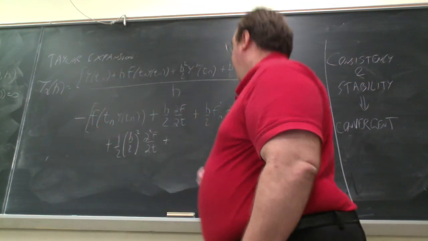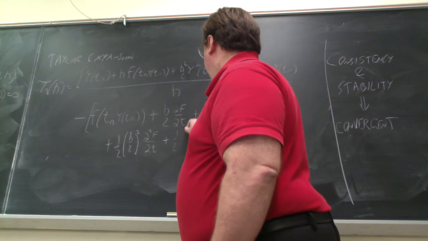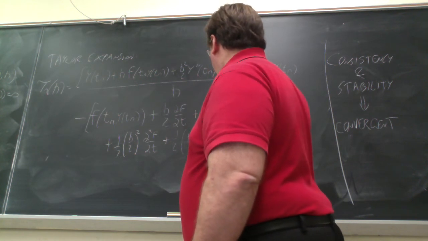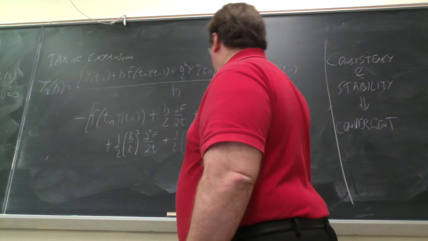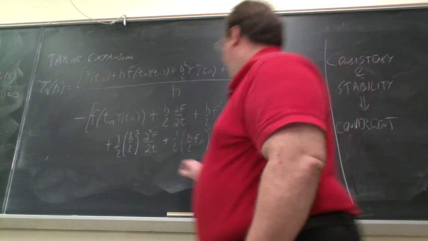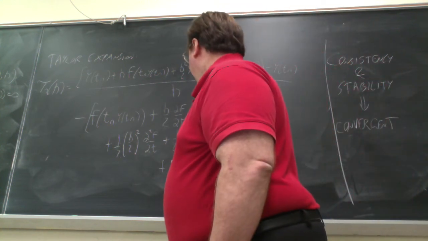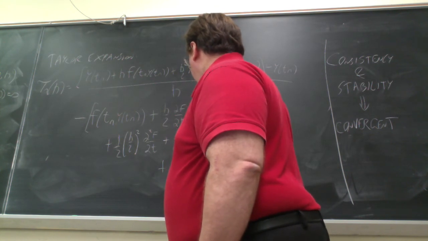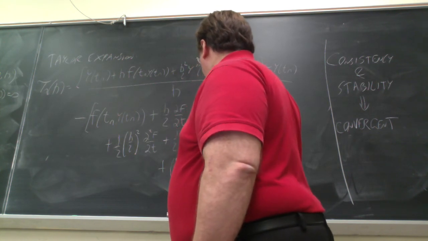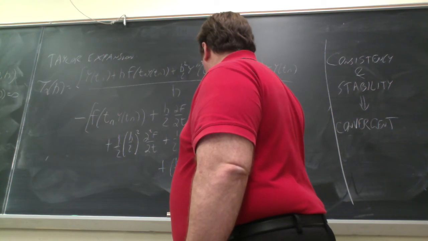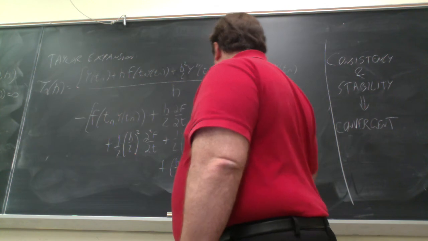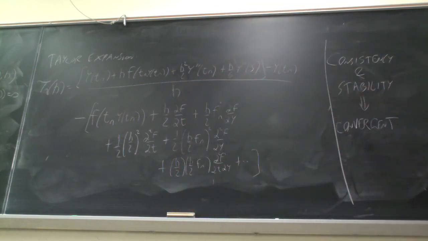plus 1/2 h over 2 fn squared second partial with respect to y plus h over 2 fn partial of f, second partial with respect to t and y, and so on. I won't continue it from here. I won't need to. Now, how can all this simplify?